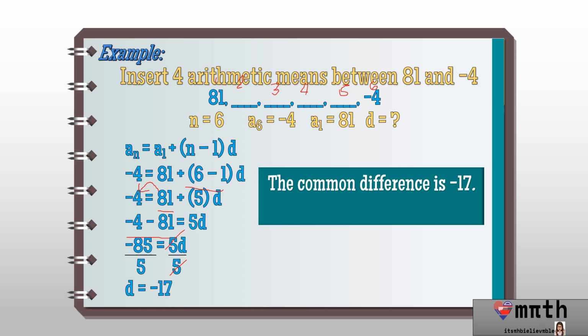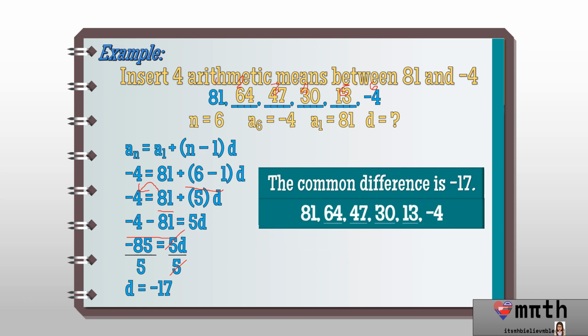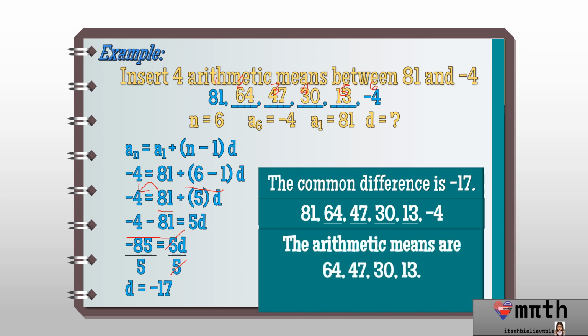Since we have our common difference, we can add it starting from the first term, which is 81, in order for us to get the next term. So 81 plus negative 17 will be 64. 64 plus negative 17 will be 47. 47 plus negative 17 is 30. 30 plus negative 17 is 13. And we can check: 13 plus negative 17 will be negative 4. So our arithmetic means there are 64, 47, 30, and 13.